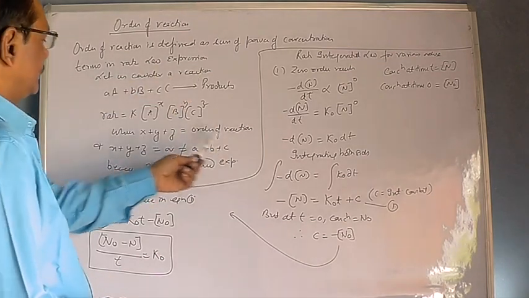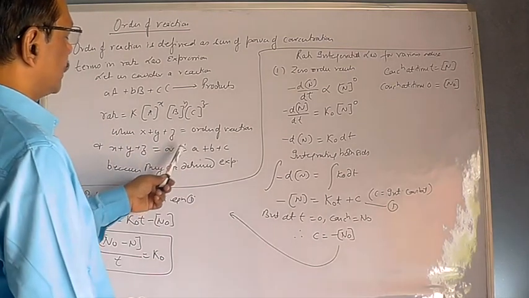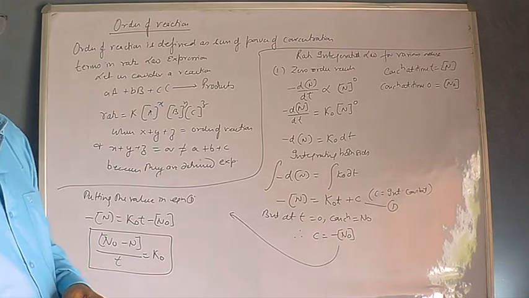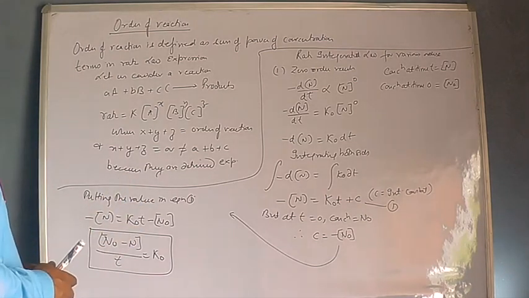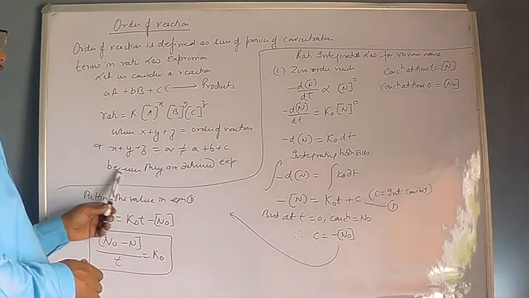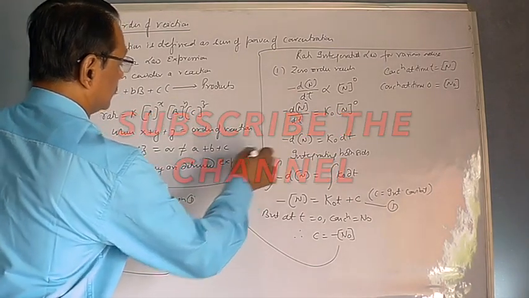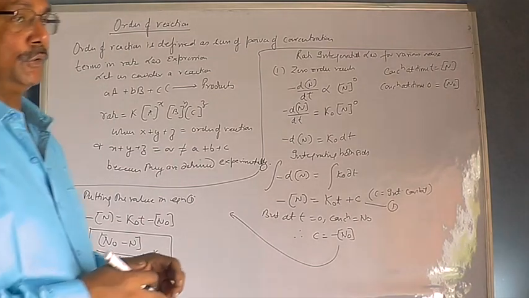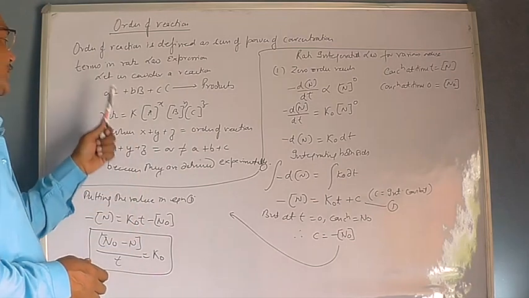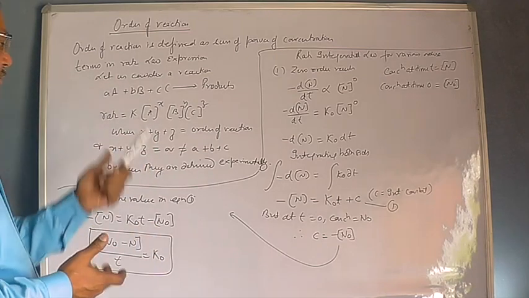Class, this x + y + z may or may not be equal to a + b + c, which you used to write in law of mass action expressions. There, we just put the stoichiometry of the balanced chemical equation, but order of reaction is always determined experimentally. So the value may be the same or may change.